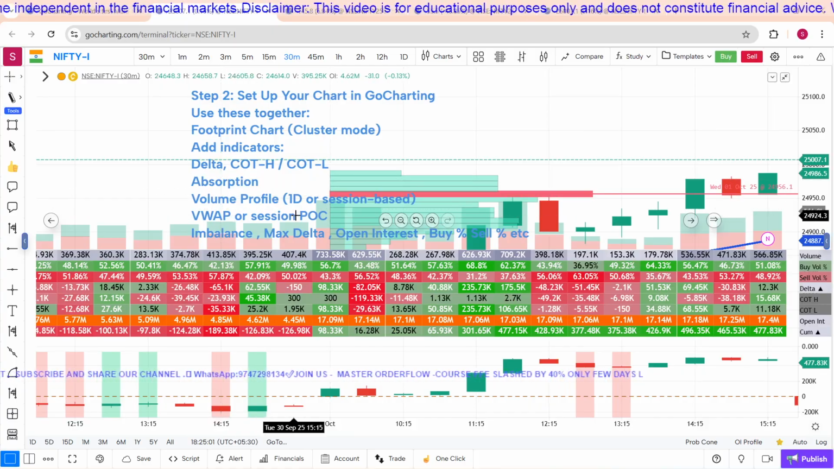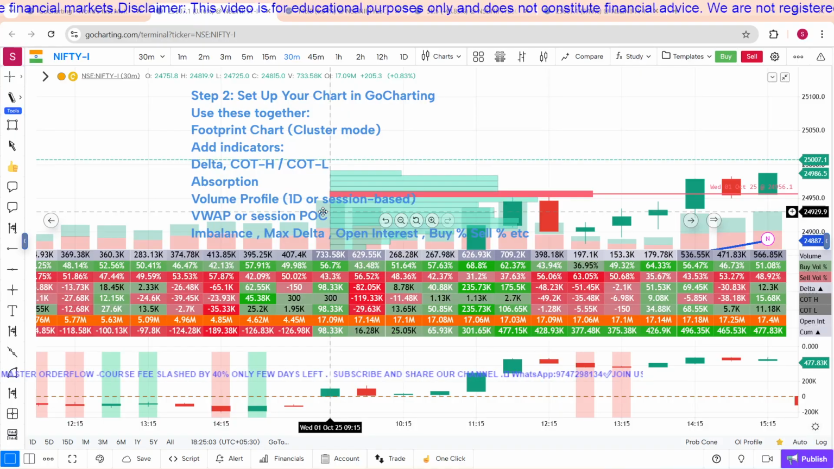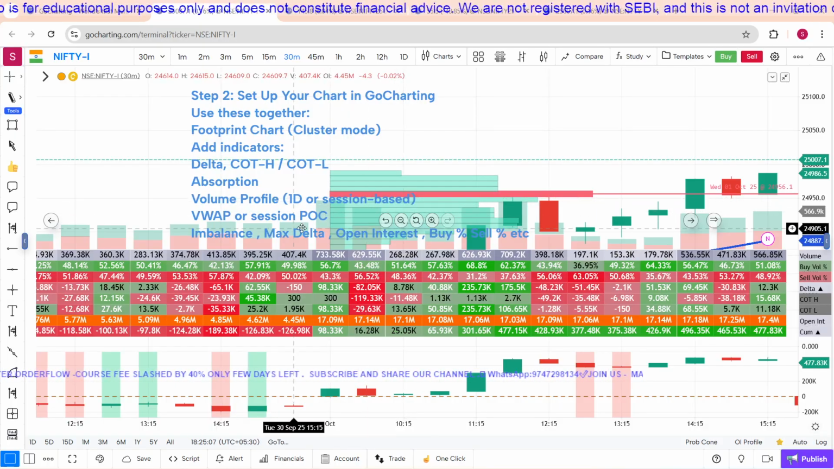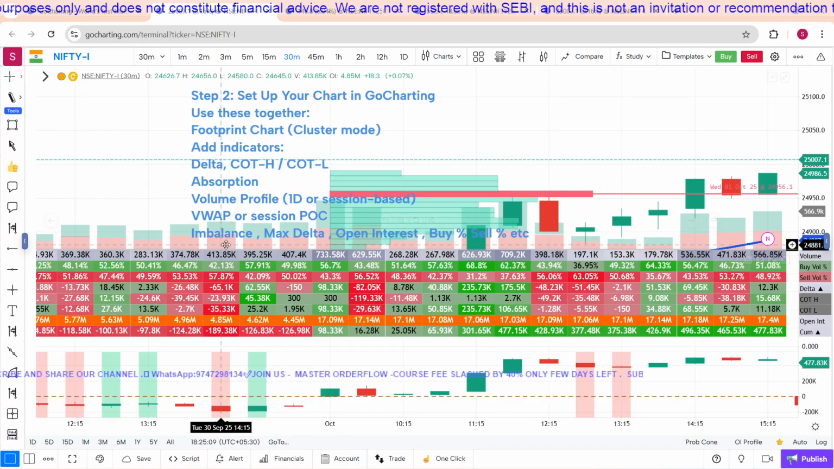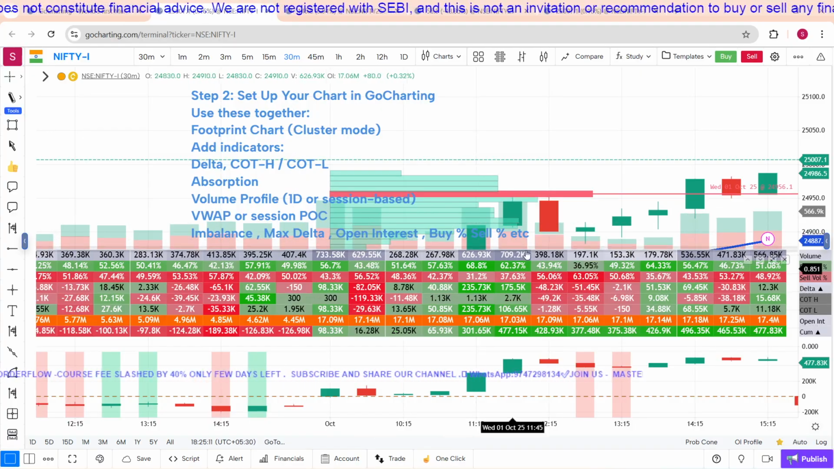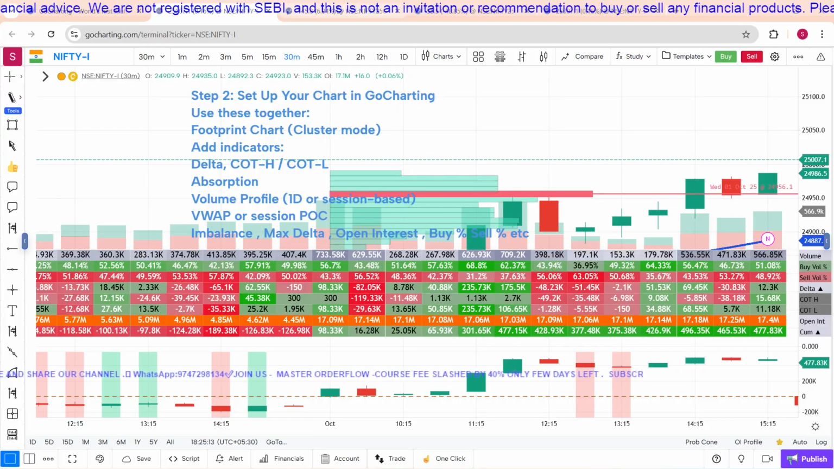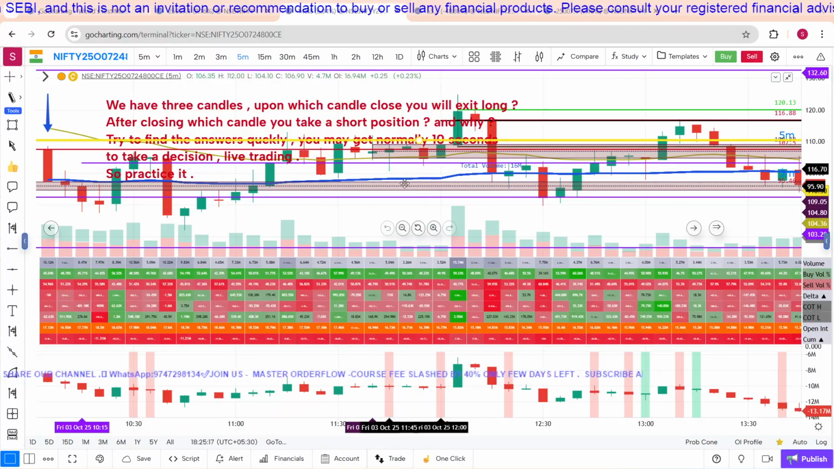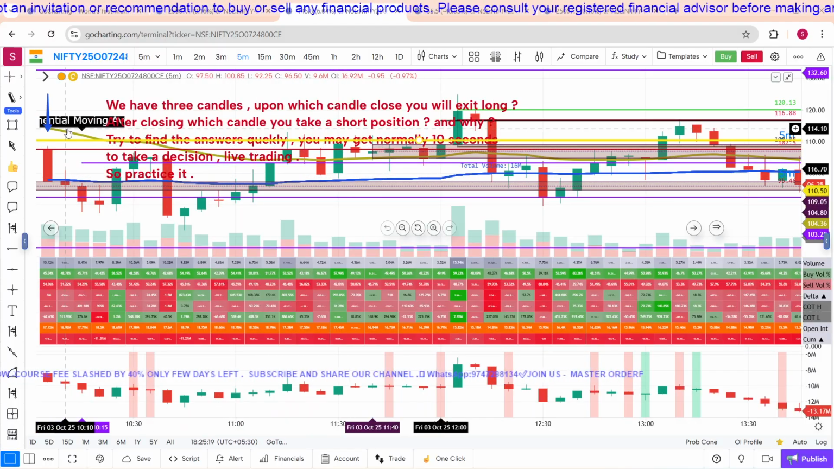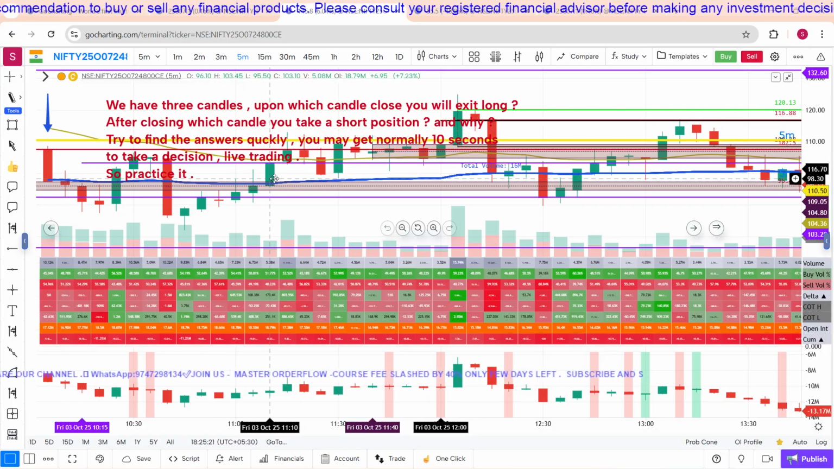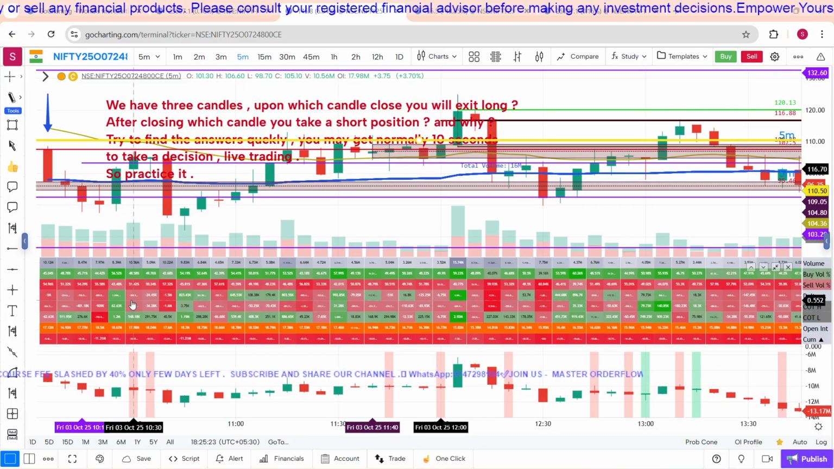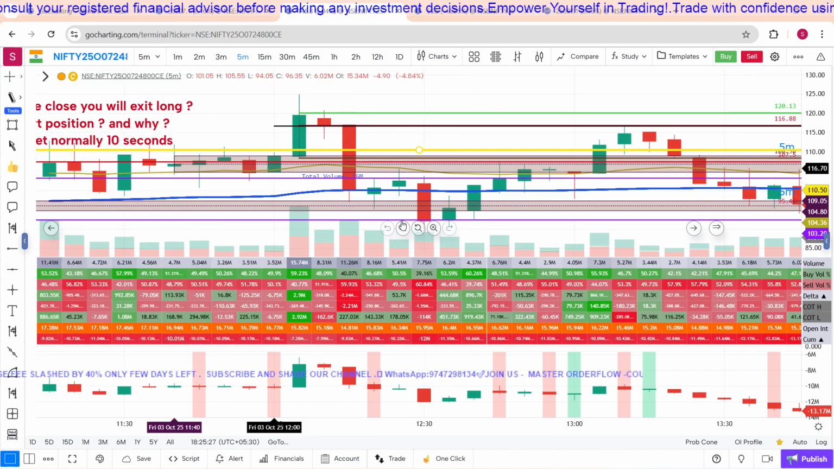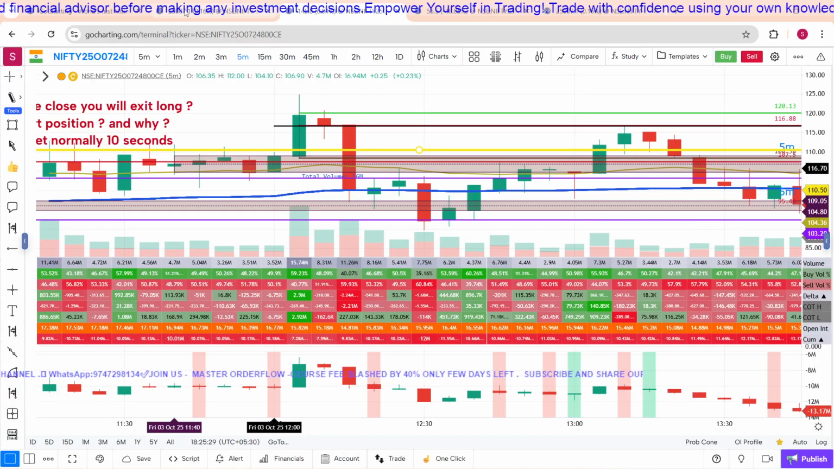COT-H absorption, volume profile, 1 day or session based, VWAP or session POC, imbalance, max delta, open interest, buy percentage, etc. Also, we need to add some more things. VWAP we have to add, and 34 EMA we have to add, and 200 EMA we have to add. These are all the things we have to add.